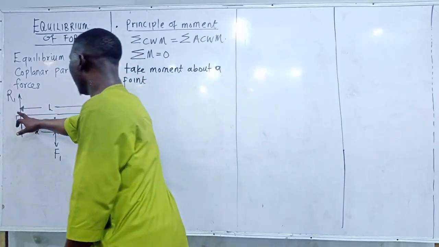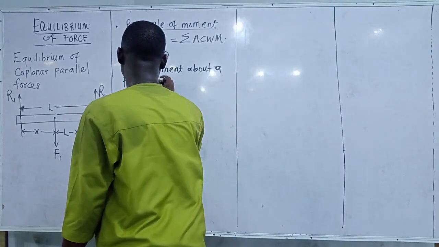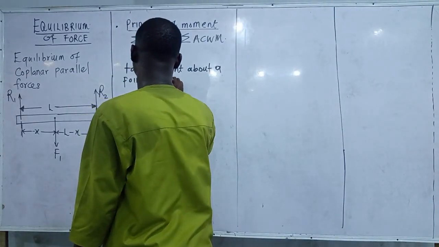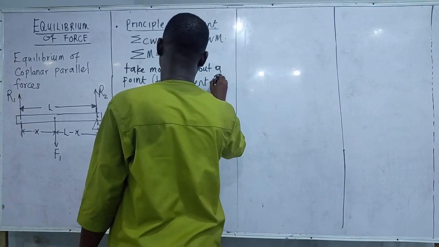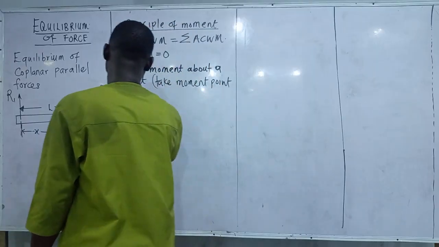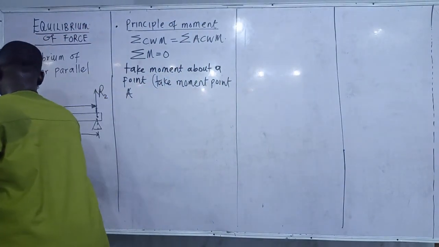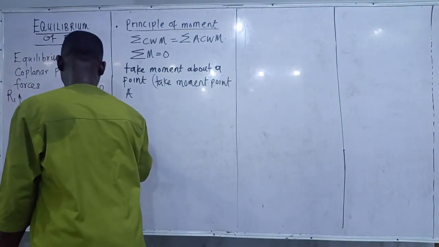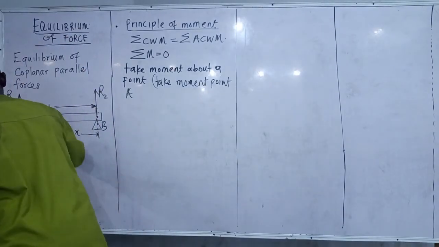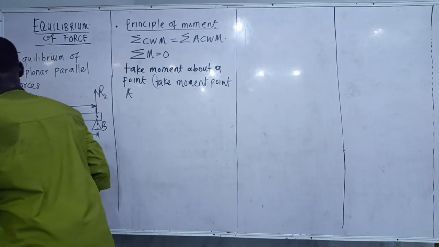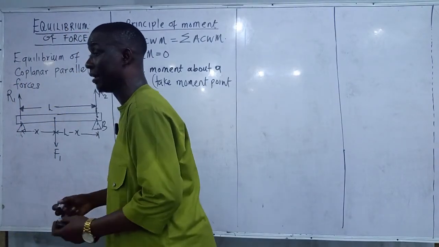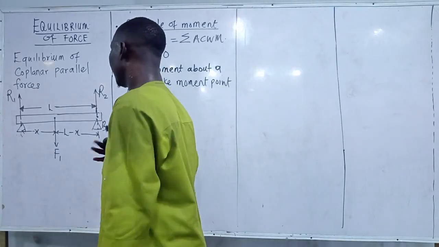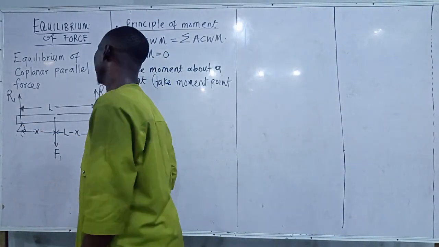Now, let's say we take moment about point A. Let's call this one A. Let's call this one B. There is a knife edge there to make sure that there is reaction, because without a knife edge, no reaction there. Let's place a knife edge there. So we take moment about this point.